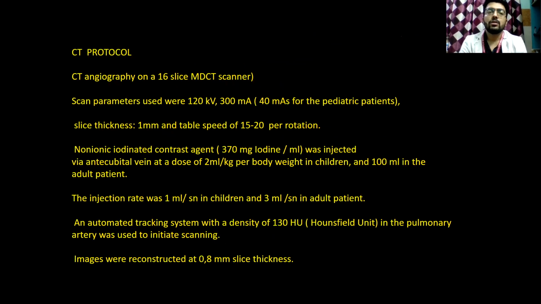So the CT protocol we follow on a 16 slice MDCT scanner is 120 kV, 300 mA, slice thickness of 1 mm, table speed of 15 to 20 per rotation, non-ionic iodinated contrast agent, 370 milligram iodine per ml, at the rate of 2 ml per kg body weight. In adults we can give 100 ml, ideally 50 to 80. The injection rate was 1 ml per second in children and 3 ml per second in adults. An automated tracking system with a density of 130 HU in the pulmonary artery was used to initiate scanning. Images were reconstructed at 0.8 mm slice thickness.